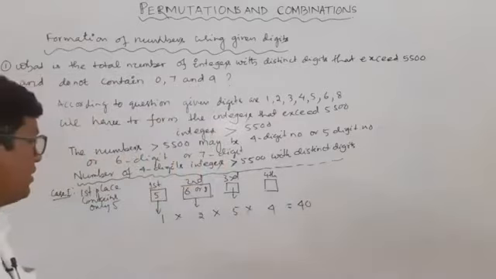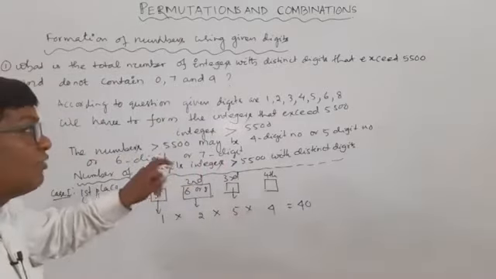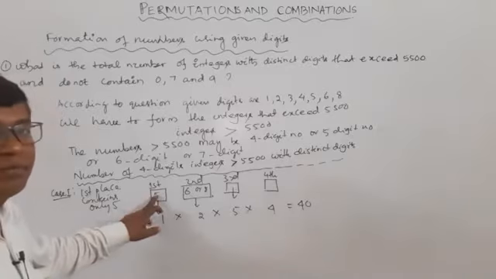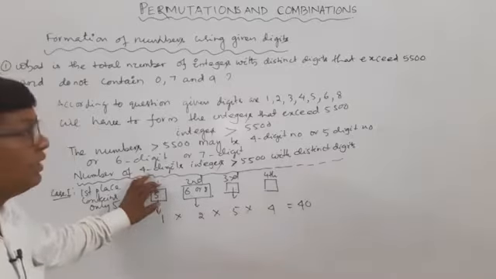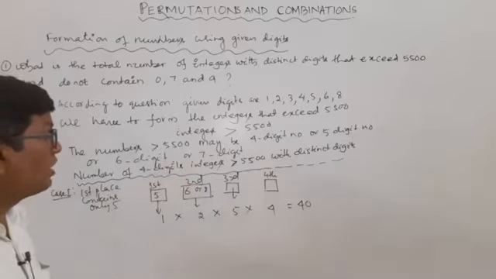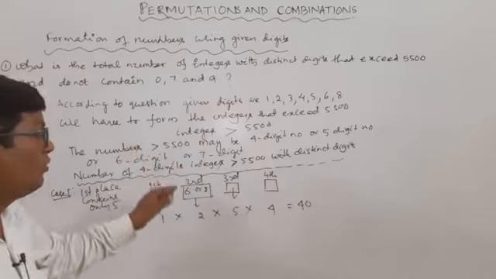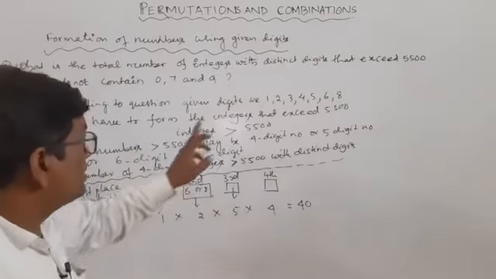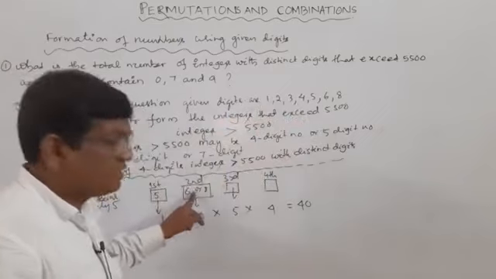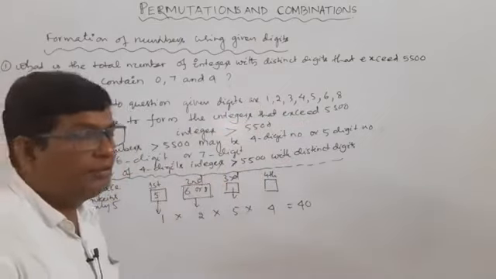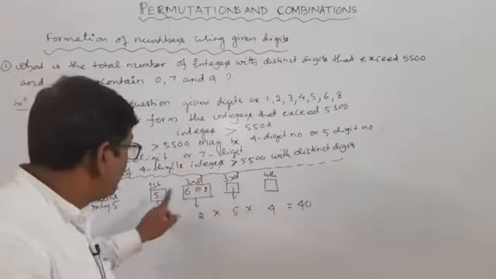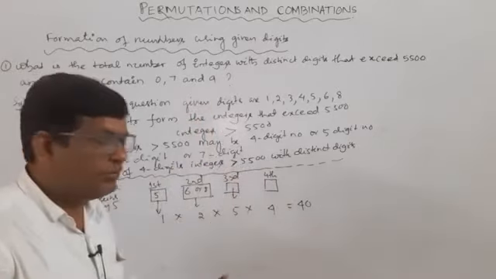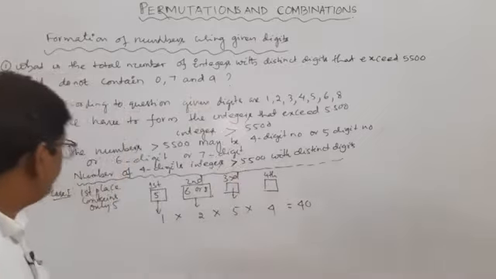Repeat the concept again. The numbers greater than 5500 without repetition. Case 1, first place fixed by 5. Then the second place must be 6 or 8, two options, since repetition is not allowed. Out of 7 digits, 2 digits are used, remaining 5 digits, then 4 digits remain for the last place. So the total number of such numbers is 40. This is case 1.